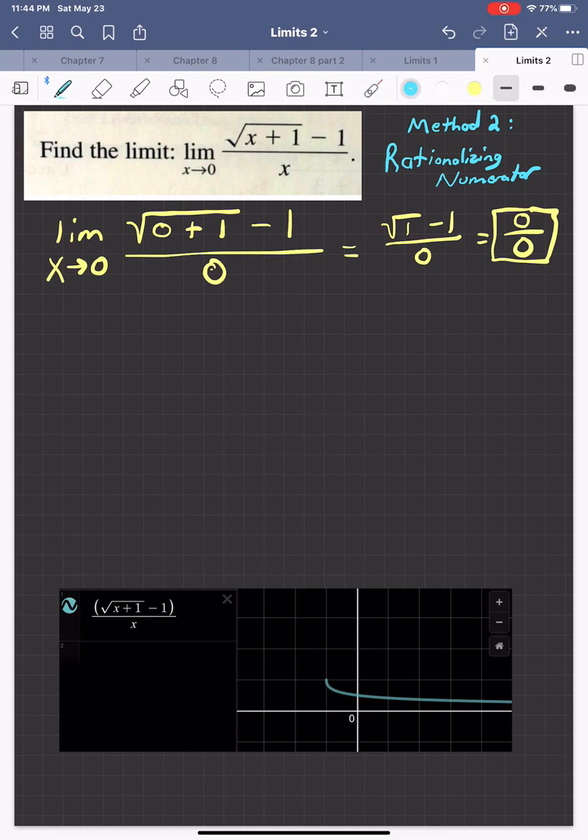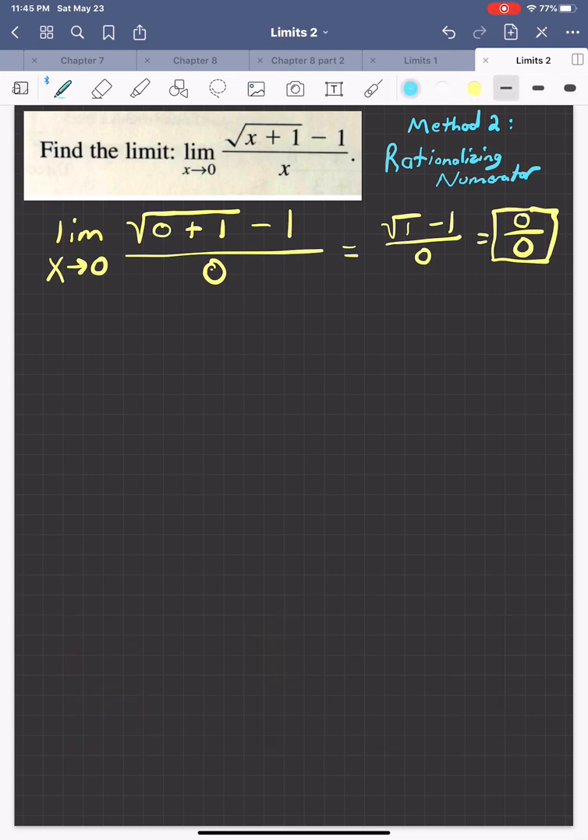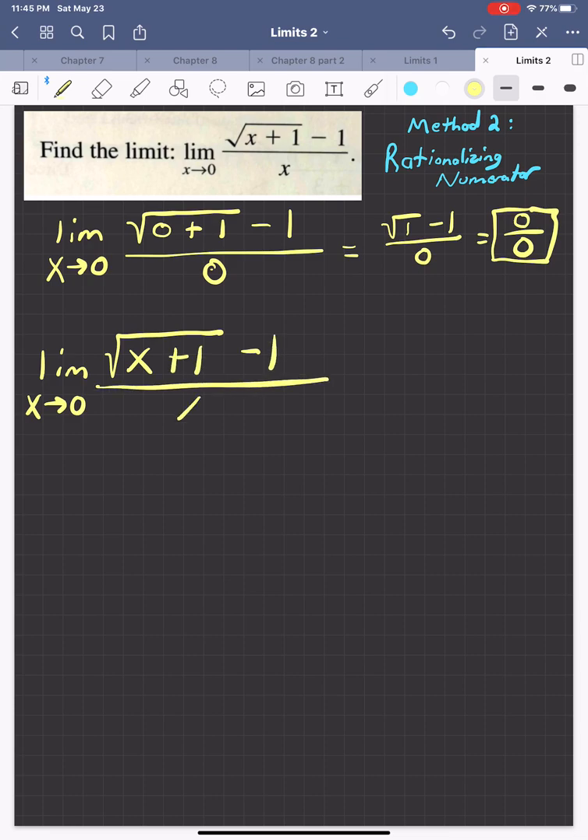Okay, so I'm going to go ahead and erase this picture. This is just a picture of the graph, and you can kind of see what's happening as x approaches 0. I just want to give myself enough space to do this problem. Ready? So we still have the limit as x approaches 0. Let me rewrite the original problem: it's the square root of x plus 1, minus 1, over x.